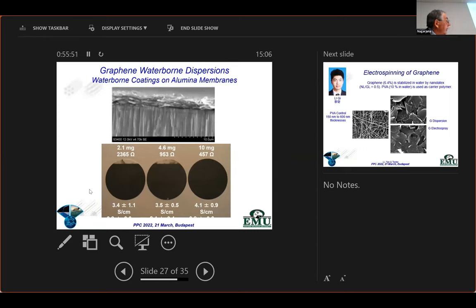If we just filter them on an Anapore alumina filter, here you see these layers, and here for different thicknesses, we're getting about 4 siemens per centimeter electrical conductivity, which is certainly many orders of magnitude below the peak. But keep in mind that these things are covered with the nano latexes that are not electrically conducting. So this is a development opportunity, hopefully, to make a simple way of making a replacement for indium tin oxide from a much cheaper and less limited material.